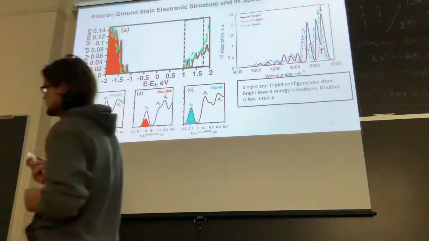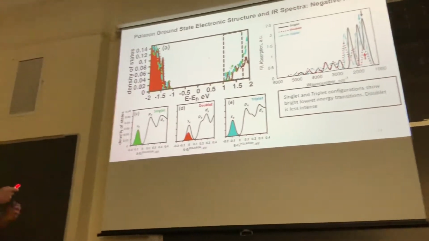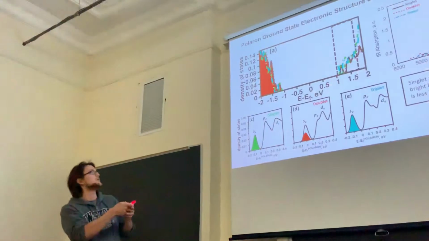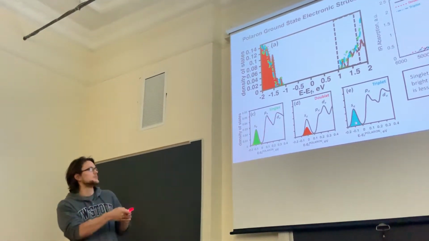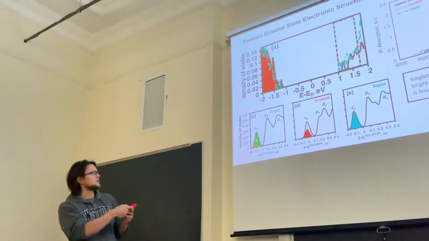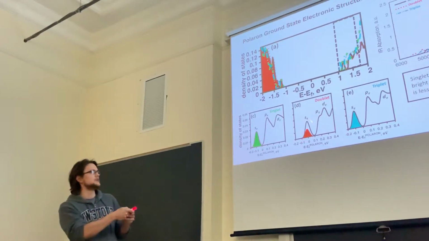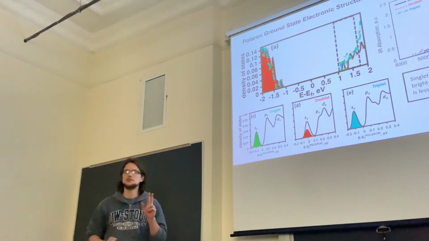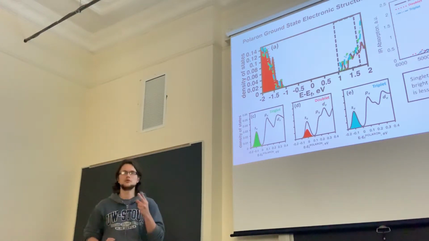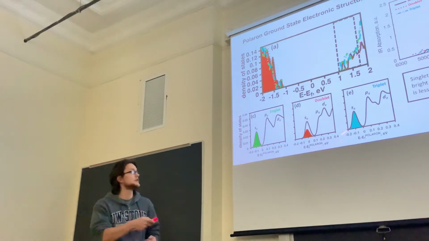And basically the same figures, but for a negative polaron. So instead of looking at valence band, we look at conduction band occupation. So for singlet and triplet, we see the occupied regions. For doublet, it's half filled. And the reason it's half filled is each band is twice degenerate. So it takes two charges to fill up that state.